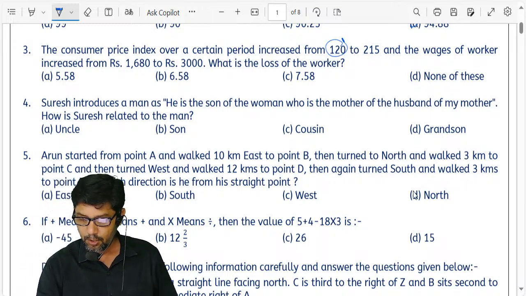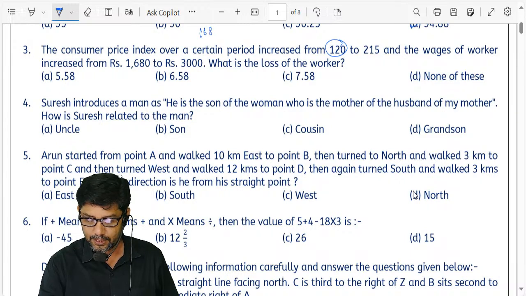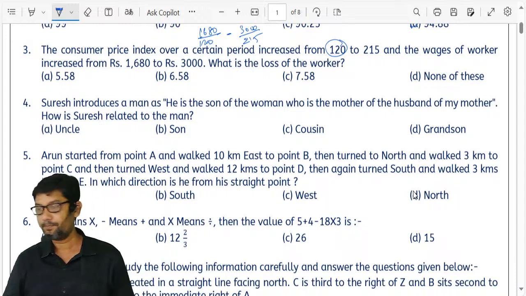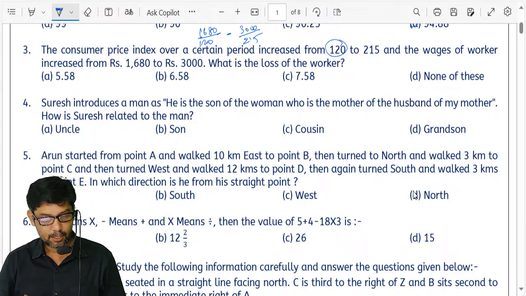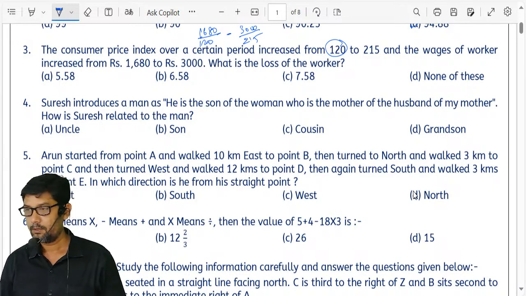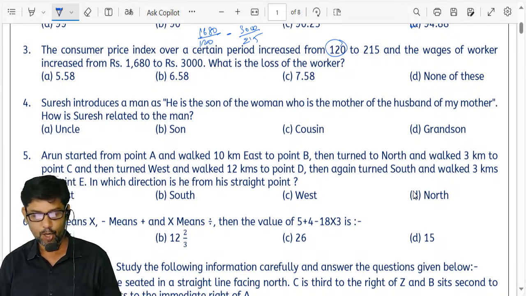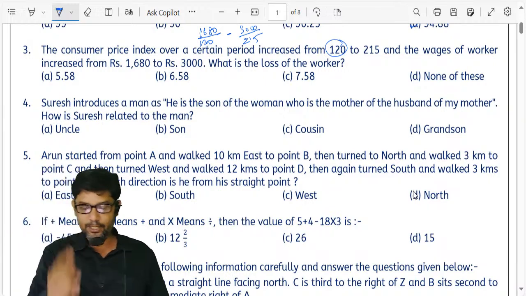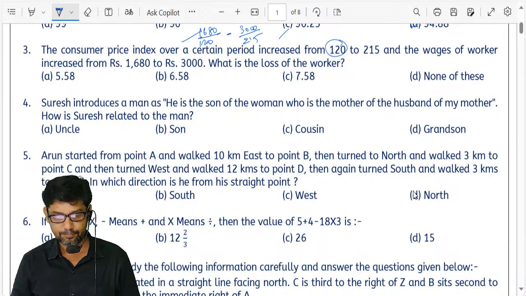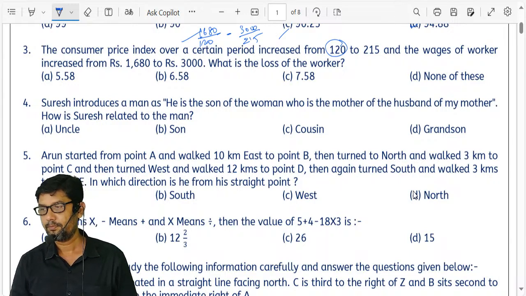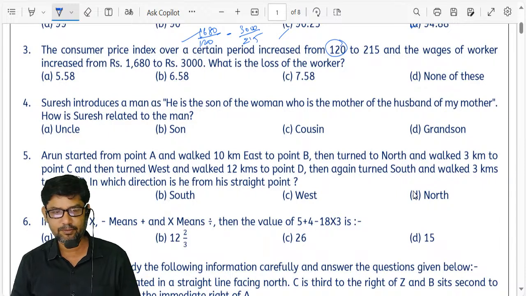Now look at this. 1680 divided by 120 minus 3000 divided by 215. Get me the answer, my dear. This is the real wage. They ask you to find out what? What is the loss? First you calculate the real wage of the first case, the real wage of the second case. The difference is your loss. Get the answer fast.